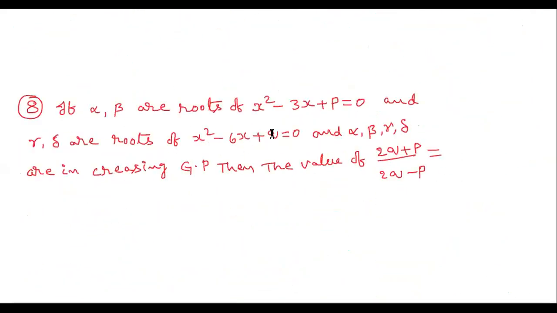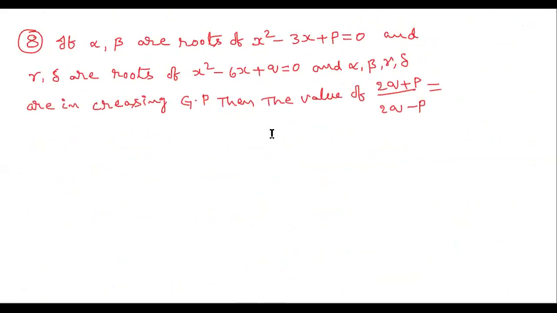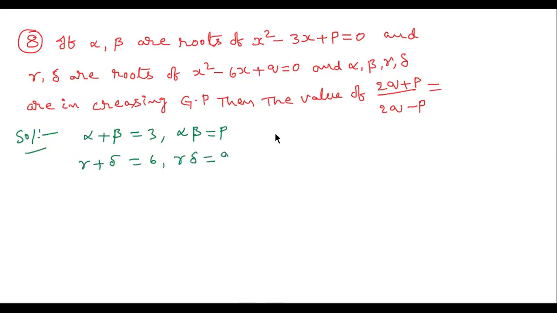Next, I'm going to another question. This is a quadratic equations related problem. Now read the question. Alpha, beta are roots of the equation. First find the sum of the roots. How much? 3. And the product of the roots, alpha beta, is equal to P. And gamma, delta are roots of another equation. Sum of the roots here is 6. And the product of the roots is equal to Q.